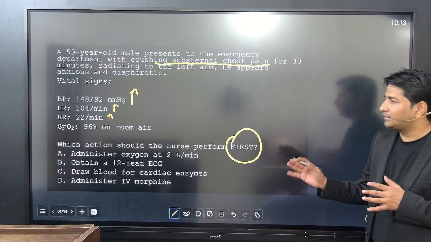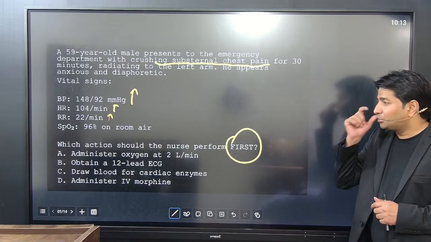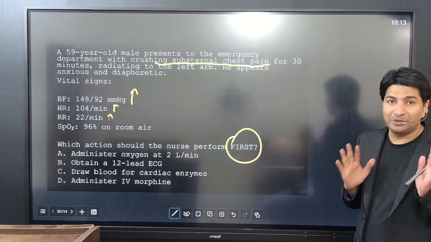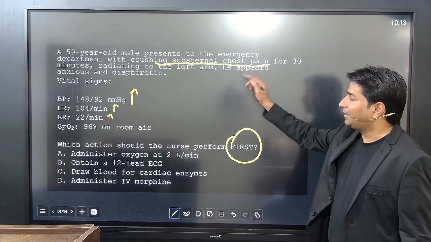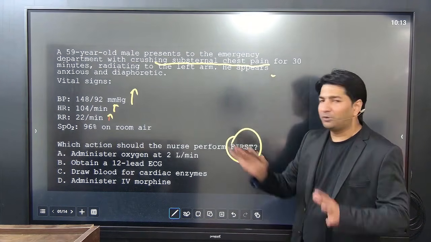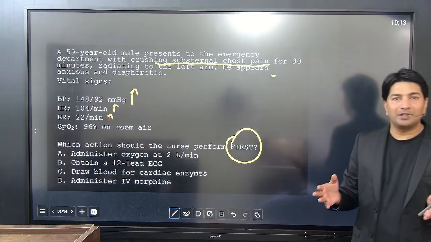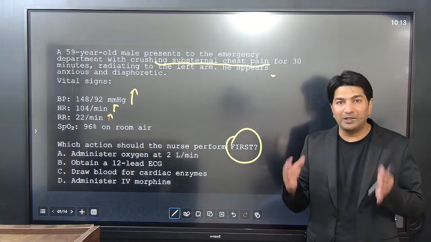So first here is, administer oxygen at 2 liters per minute. Most students choose this option and fall right into the trap, getting the question wrong because they see the patient has an MI, meaning myocardial infarction.